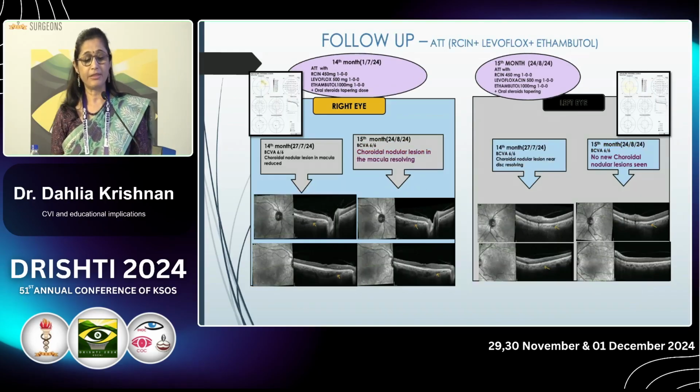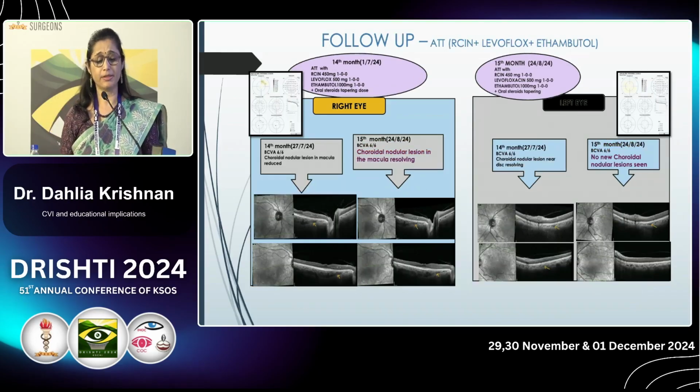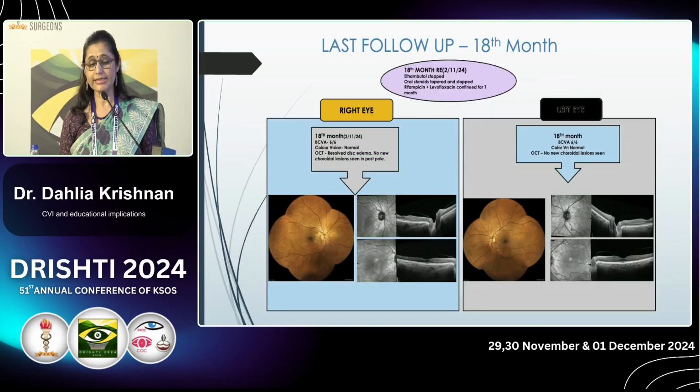A baseline perimetry was done, which showed a subtle superior peripapillary scotoma still persisting in the right eye. Left eye was normal. With rifampicin and levofloxacin with ethambutol, the choroidal lesions were resolving in both eyes. In the last follow-up on November 2nd, after 4 months of ATT with ethambutol, best corrected visual acuity and color vision are normal with resolved disc edema in the right eye and no choroidal lesions in both eyes.